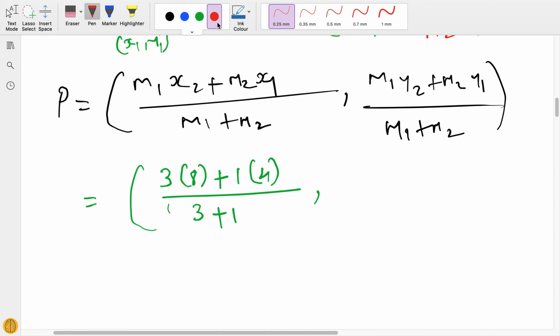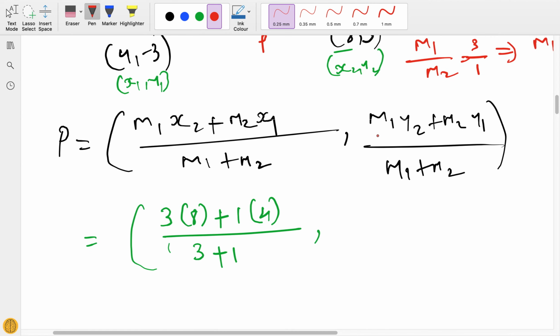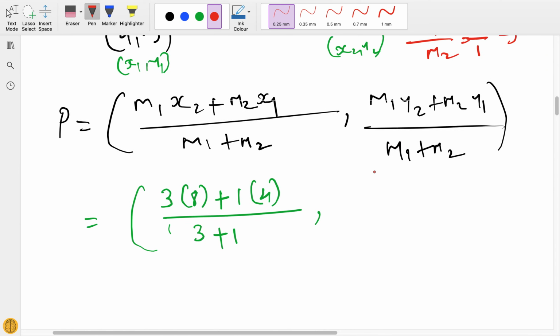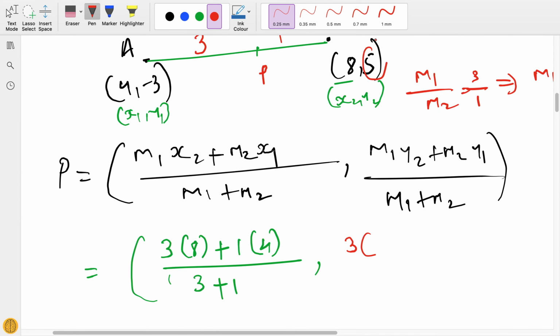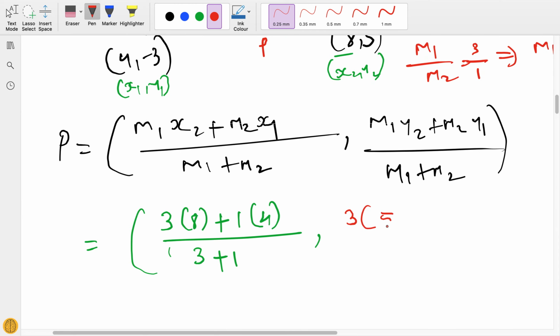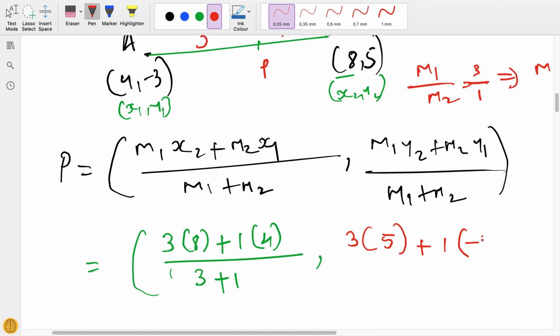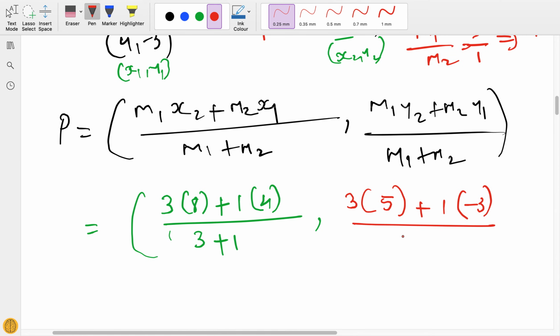Let's find the y coordinate. The y coordinate is m1y2 plus m2y1. So m1 is 3, y2 is 5. See here, this is 5. y2 is 5, plus m2 is 1 and y1 is minus 3 here. Do not make a mistake.